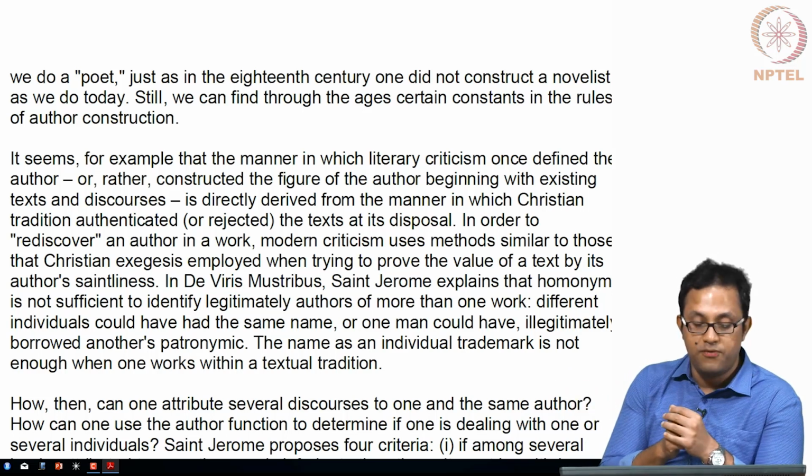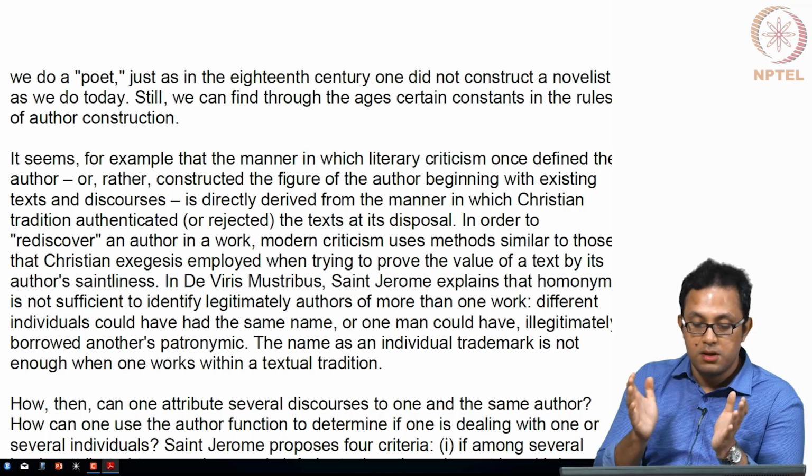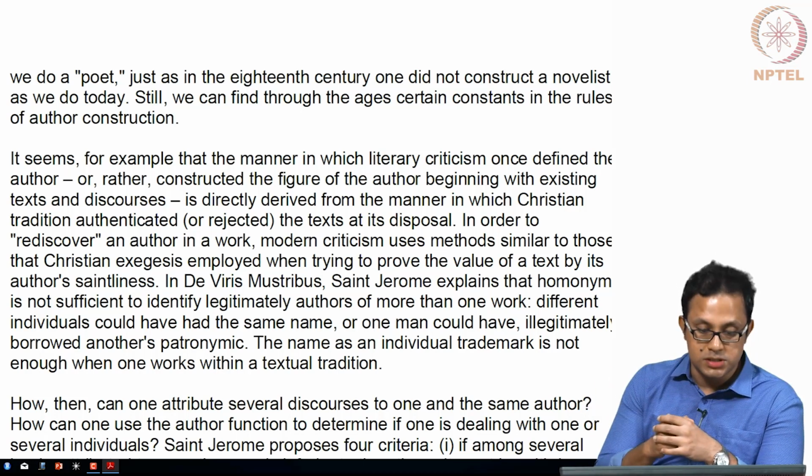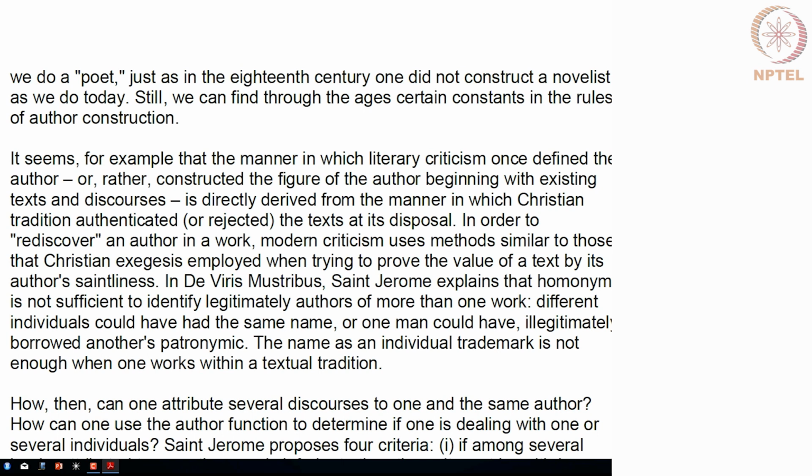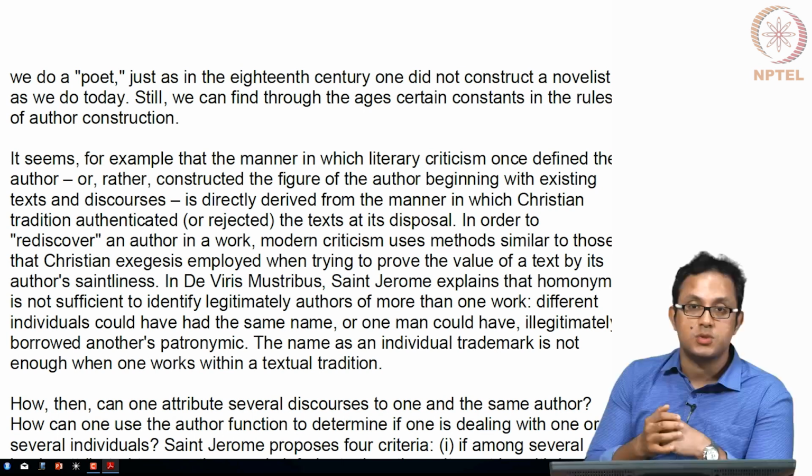So he gives an example, Foucault over here. In De Viris Illustribus, Saint Jerome explains that homonymy is not sufficient to identify legitimately authors of more than one work. Different individuals could have had the same name, or one man could have illegitimately borrowed another's patronymic. The name of the individual trademark is not enough when one works within a textual tradition.